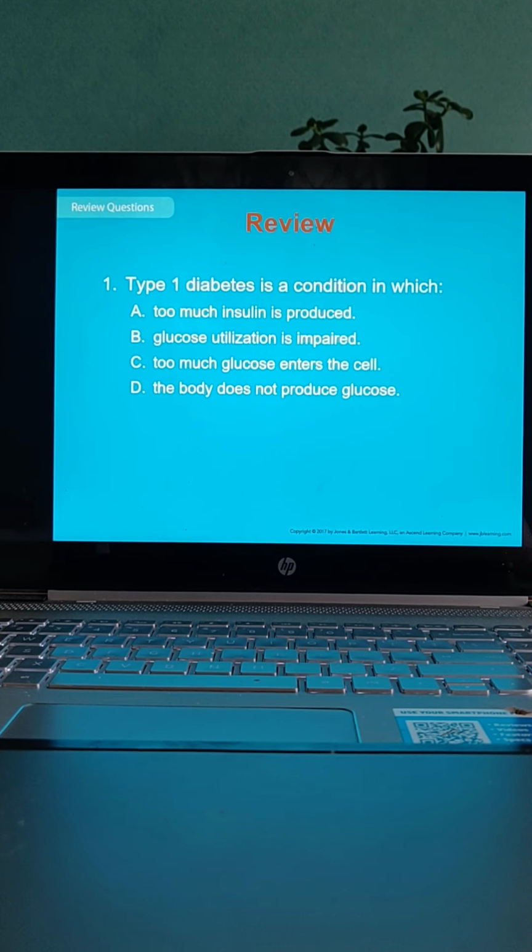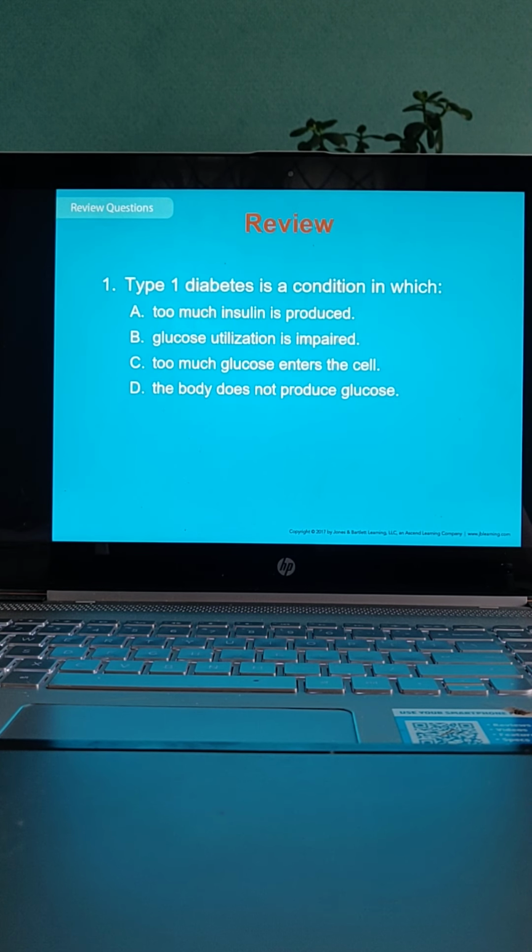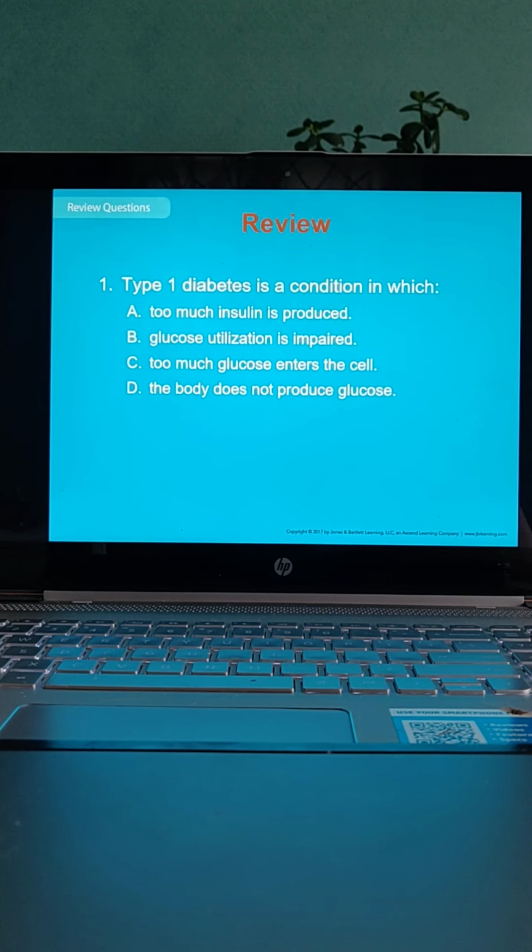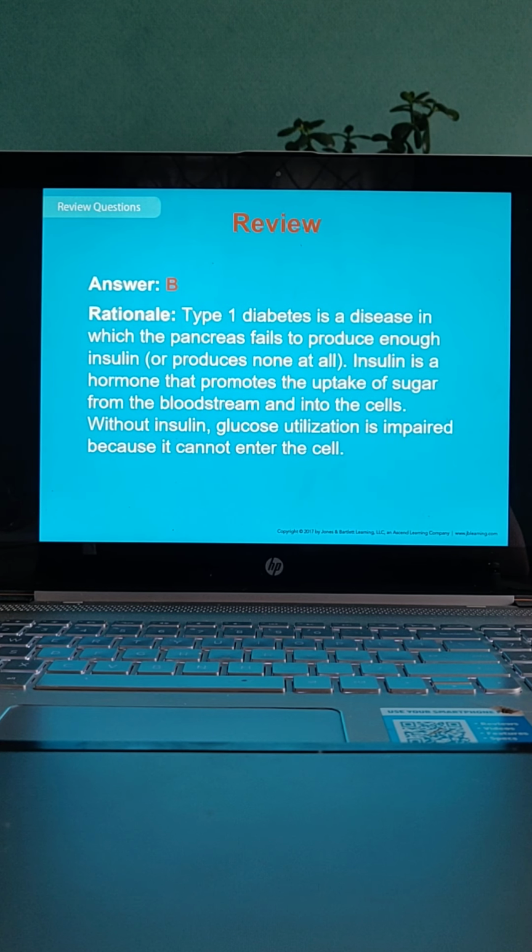A, too much insulin is produced. B, glucose utilization is impaired. C, too much glucose enters the cell. Or D, the body does not produce enough glucose. Answer would be B, glucose utilization is impaired.